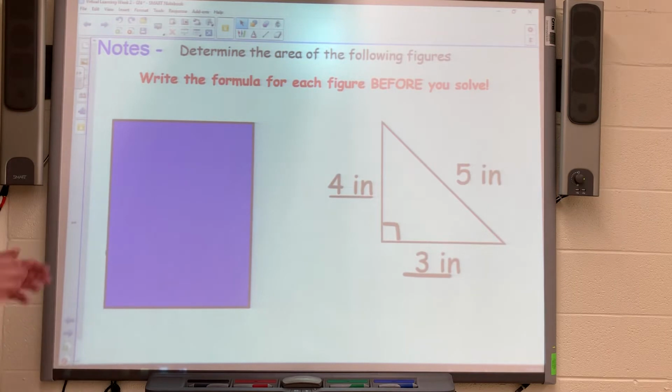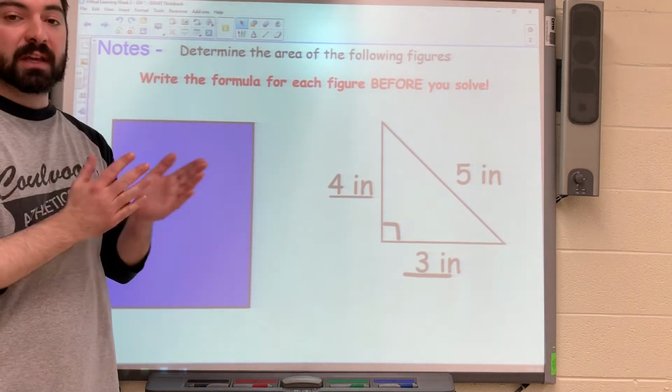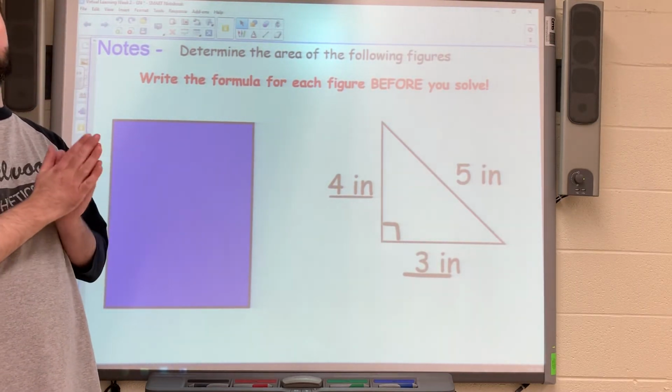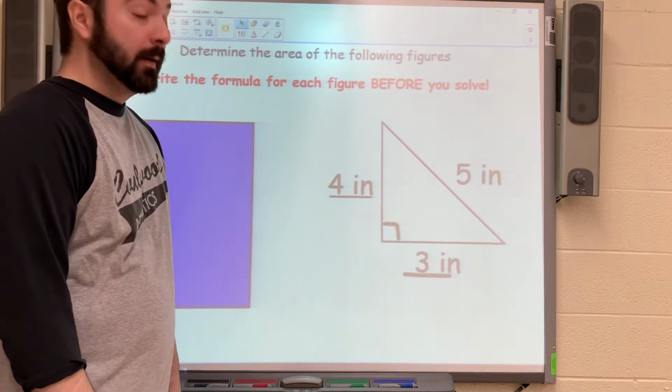On to the next page. Again, try this one out on your own. If you didn't try any of the other ones, pause the video, and when you're ready to go, unpause. All right, here we go.